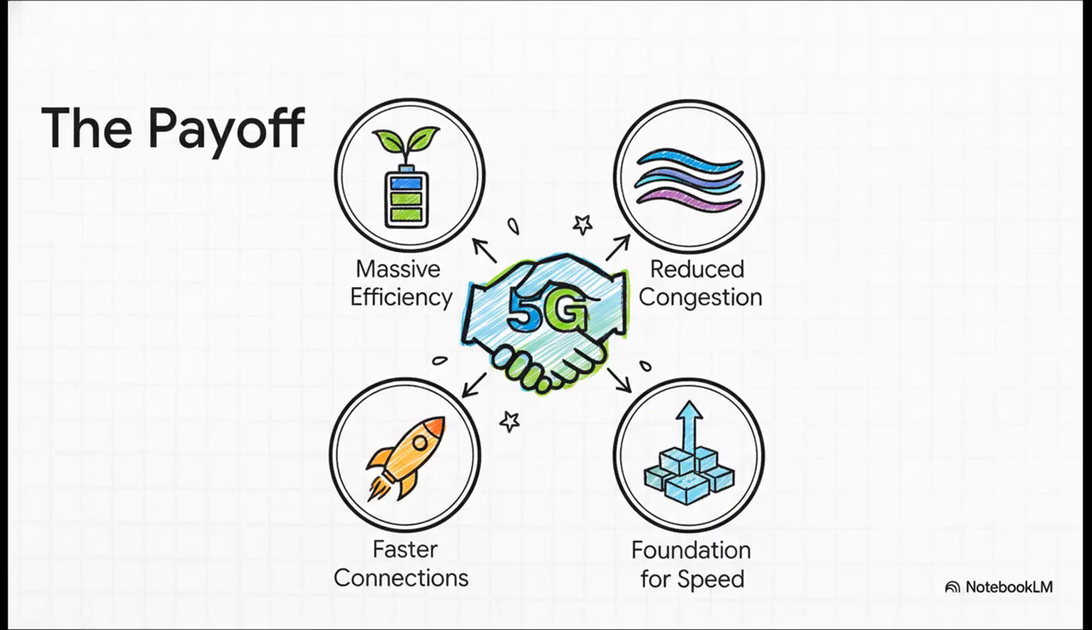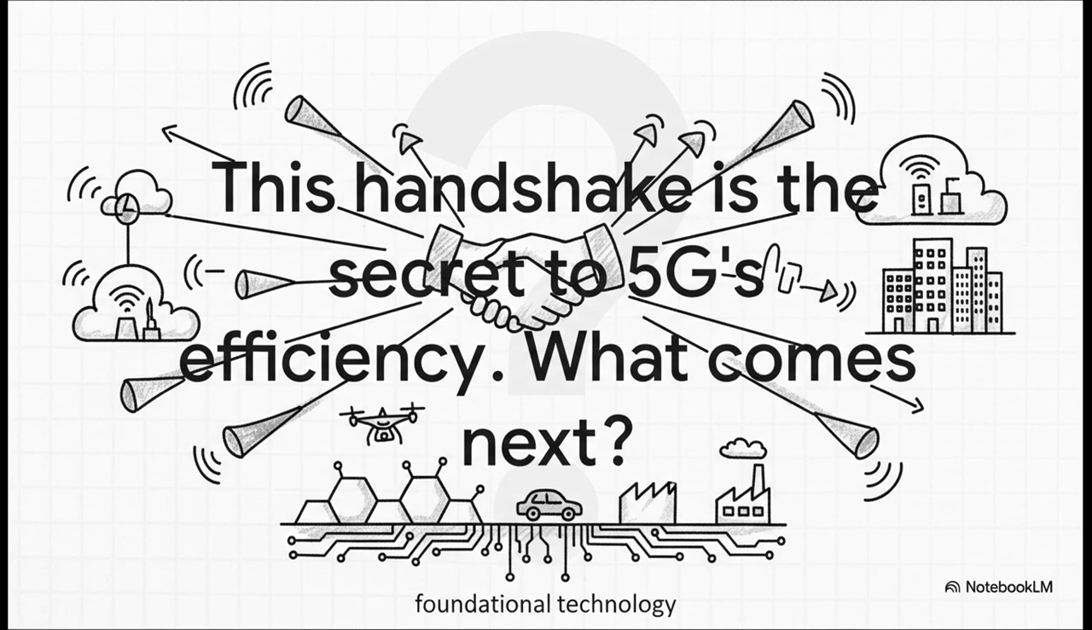And that brings us to the real payoff. By figuring out exactly where you are from the very first moment, the network becomes massively more efficient. It saves a ton of energy. It cuts down on network congestion because signals aren't just splashing around and interfering with each other. The handshake itself gets done way faster. And maybe most important of all, it lays the foundation for all that speed. Once the network knows exactly which beam to use, bam, it can start pumping high-speed data to you on that beam with zero delay. So you see, that first hello, that invisible handshake, it isn't just a formality.